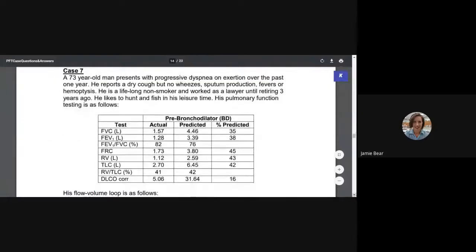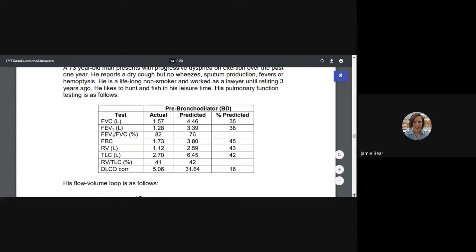So here, case 7, we have a 73-year-old woman presents with progressive dyspnea on exertion over the past 1 year. He reports a dry cough, no wheezes, sputum, fevers, or hemoptysis. He is a lifelong non-smoker and worked as a lawyer until retiring 3 years ago. He likes to hunt and fish in his leisure time. His pulmonary function testing are as follows: 35%, 38%, and 82%.